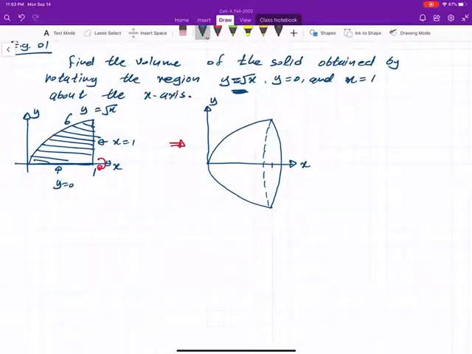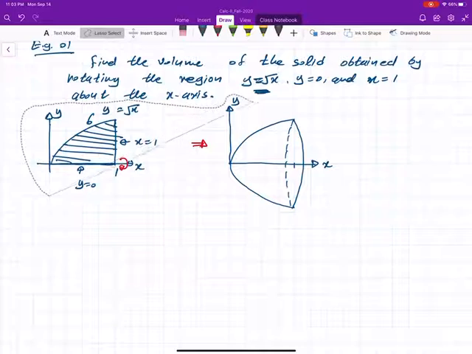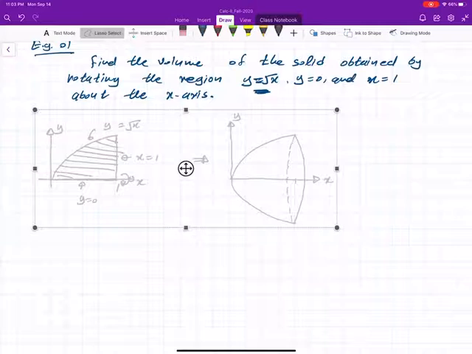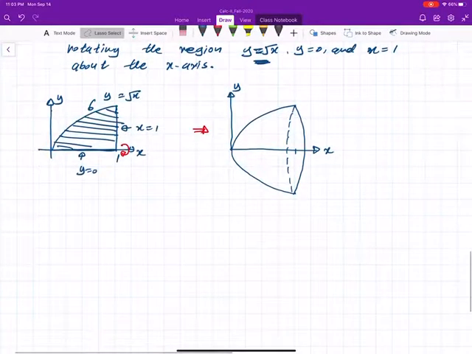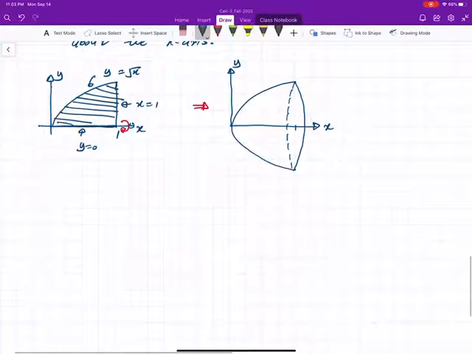Alright, what you get is something like this. It's called a paraboloid. It's a solid parabola. It's a parabola, but it's a solid thing. It's called a paraboloid. So this is the shape that you have. Now we make a cross section. This is the cross section.